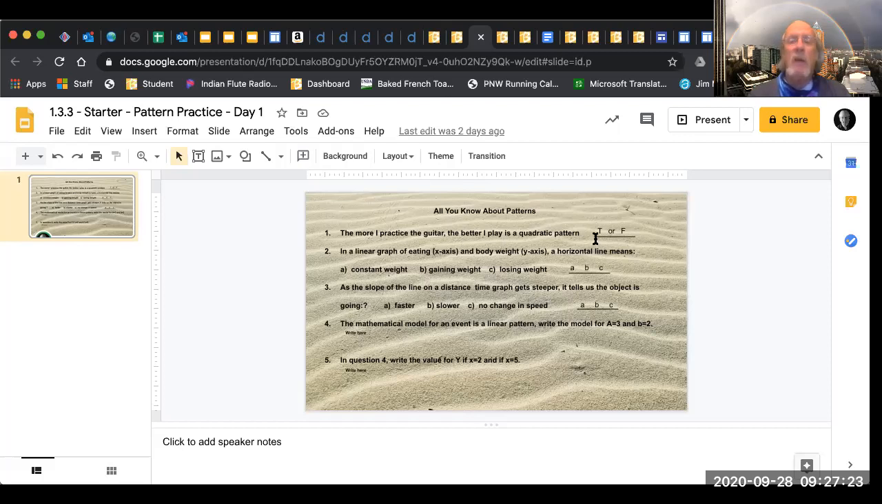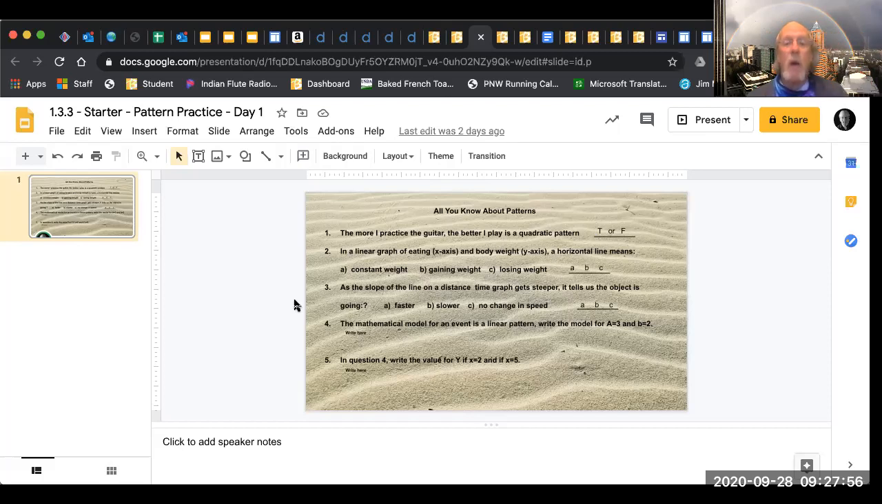All right. If you're just practicing this, you can stop the video and get to work and then restart it. I'm going to give you the answers. Here we go. The more I practice the guitar, the better I get is a quadratic pattern. That is false. It's a linear pattern. In a linear graph of eating and body weight, the horizontal line means constant weight, no change. Number 3, as the slope of the line on the distance time graph gets steeper, it means they're going faster.